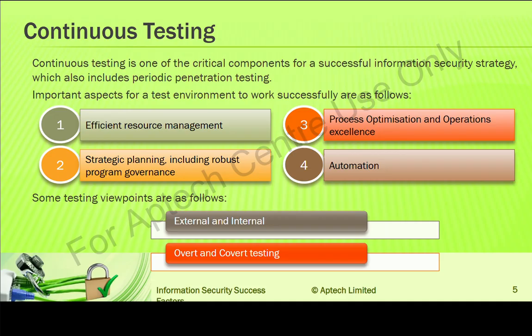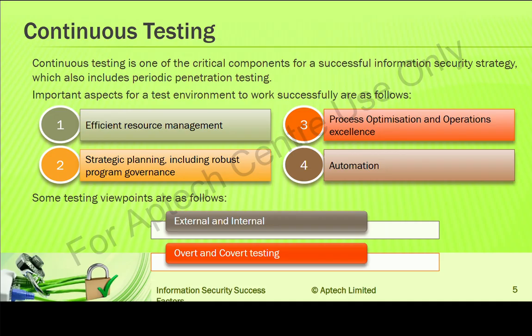You have to have a good and robust governance program. It has to be strategic planning. You have to be strategically planned. Number three is process optimization and operational excellence. We have to optimize our processes, our business processes, and the operation has to be excellent. And we also have number four, which is automation, automating tasks to reduce stress and to reduce the cost of operations. We have some testing viewpoints as follows.